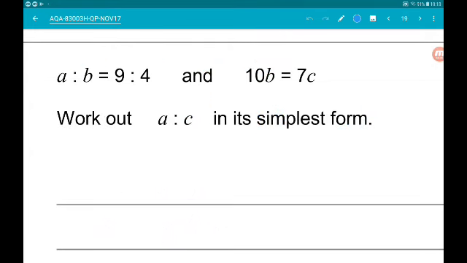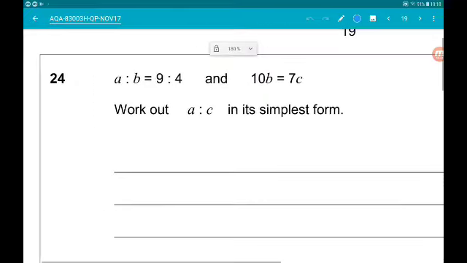Question 24, we got a pretty horrible ratio question. So a to b is 9 to 4 and 10b is 7c. We want to work out a to c in its simplest form. So I think the way I'm going to do this is by turning the equation into a ratio and then combining the two ratios. So I got a video on this if you want more examples. One of my most popular. So that will be down below.